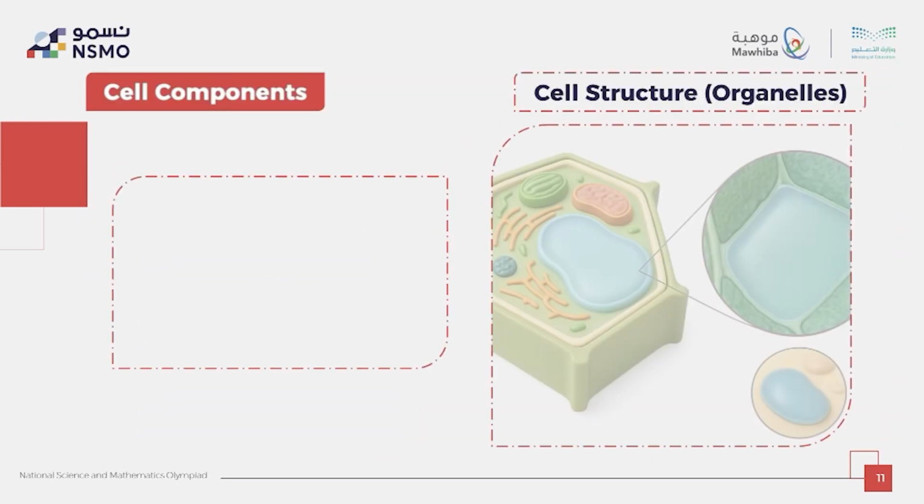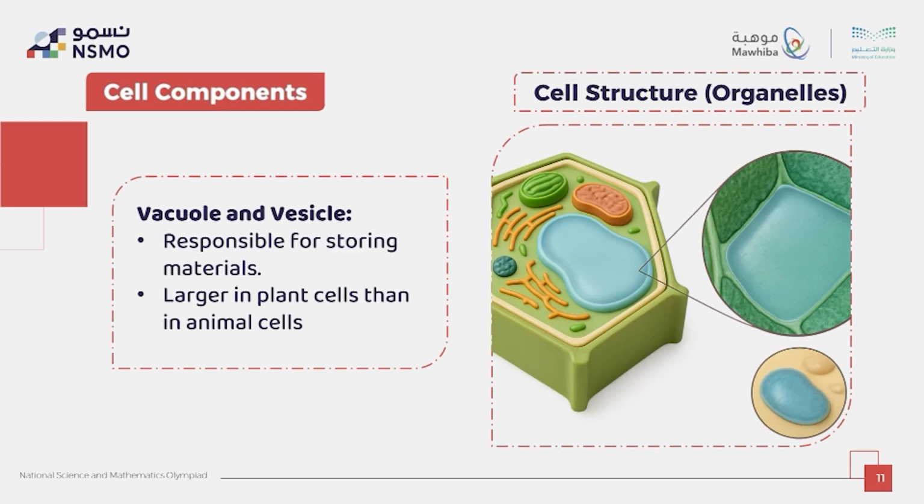Let's talk about other organelles, vacuoles and vesicles. They are responsible for storing materials. Okay. And we see it in plants, it's very large because of the process of photosynthesis that produces food, and it's very, very small in animal cells. And in animal cells, it's smaller and probably there will be multiple vacuoles.